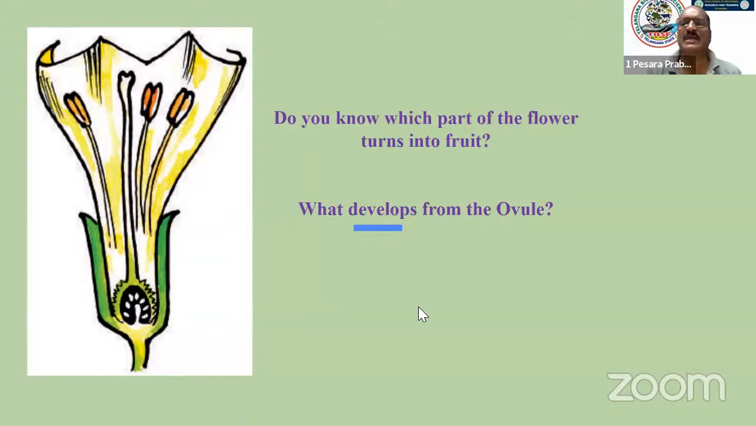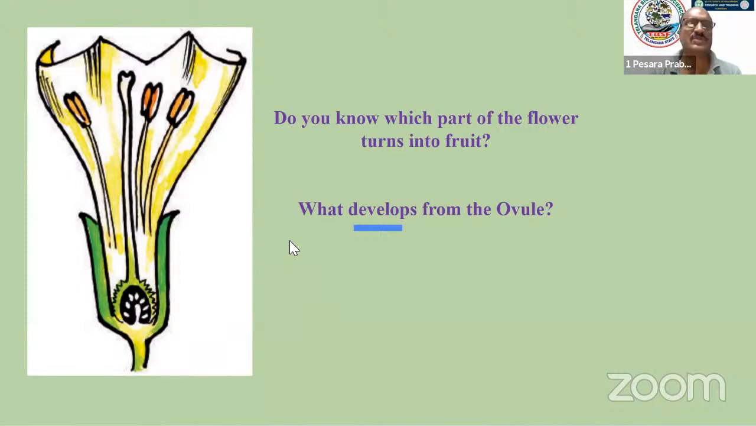Okay? Stop chatting. Right. So see here carefully. Total 3 parts are there in the female reproductive part. What are those 3 parts? One is stigma, style, and ovary. Finally, our conclusion is after the fertilization, the ovary turned into fruit. The ovary turned into fruit. And what develops from ovule? After the fertilization, ovule turns into seed.